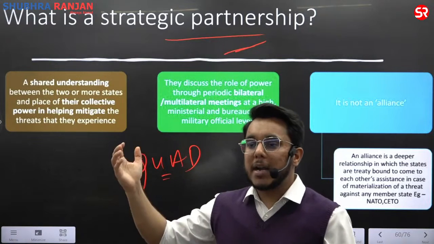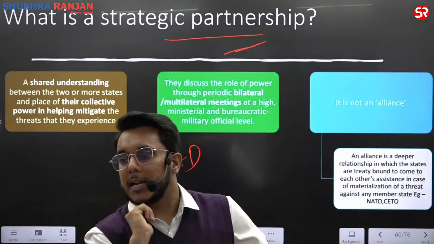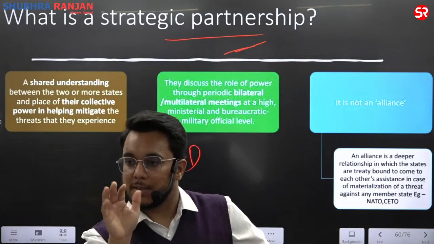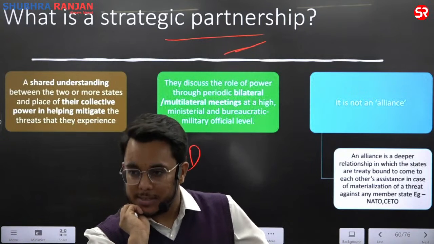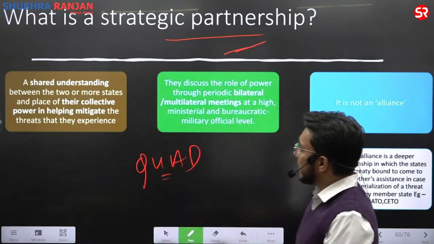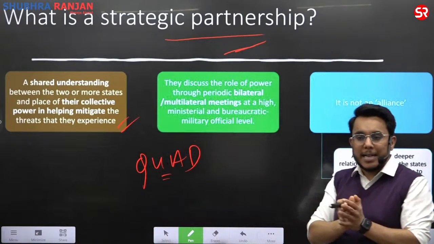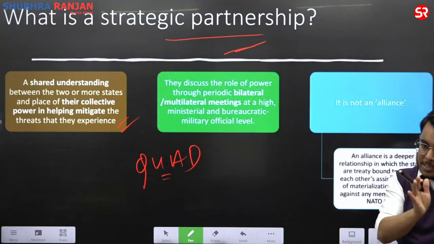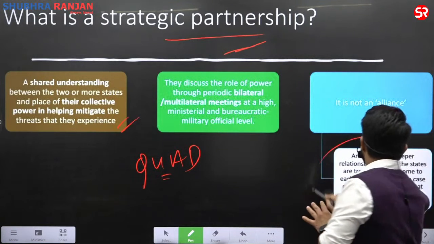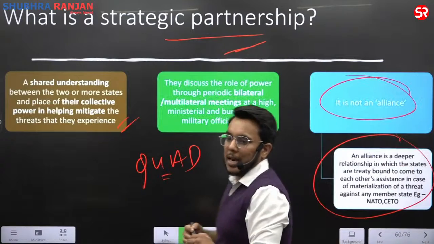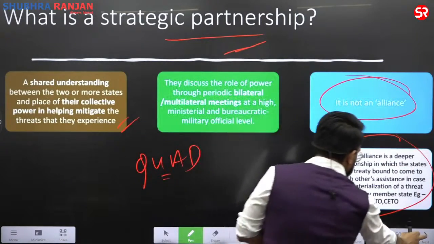China says Quad is a military alliance aimed against the China, a military alliance within the Indo-Pacific aimed against China. So therefore, we have specifically provided that the strategic partnership between India and Egypt entails strategic, economic, cultural relations where both countries will help each other, but it's specifically not an alliance. It is not an alliance. Thank you.